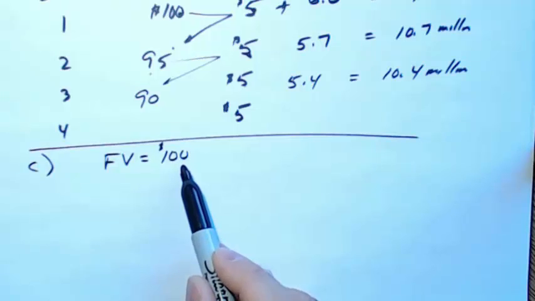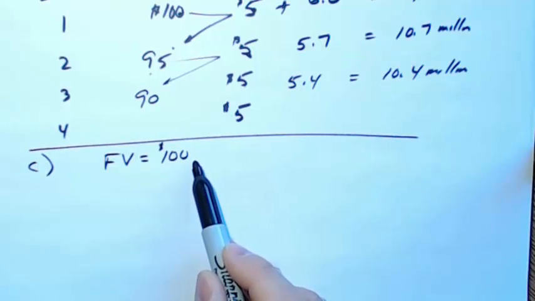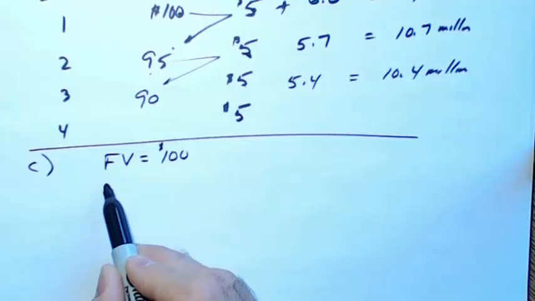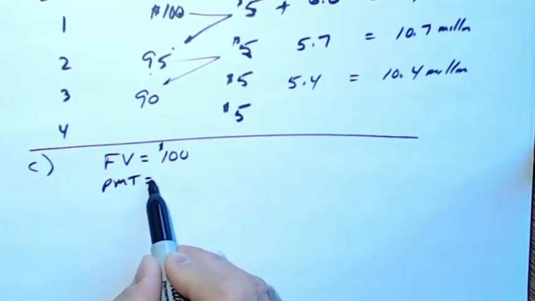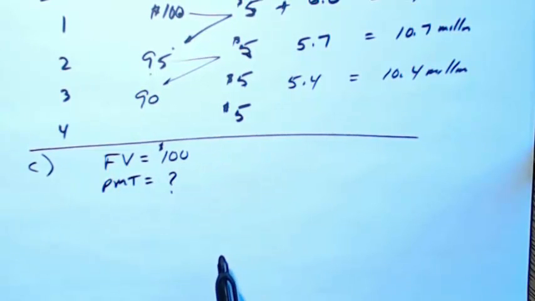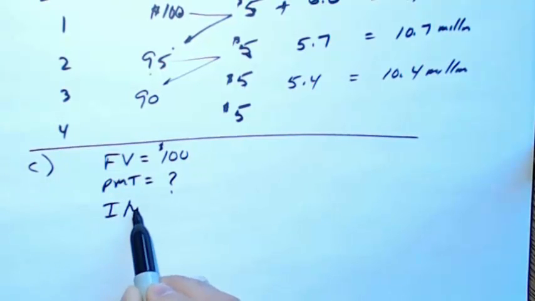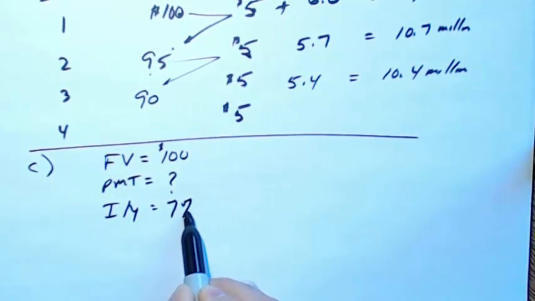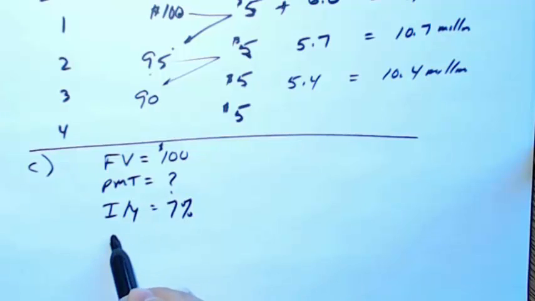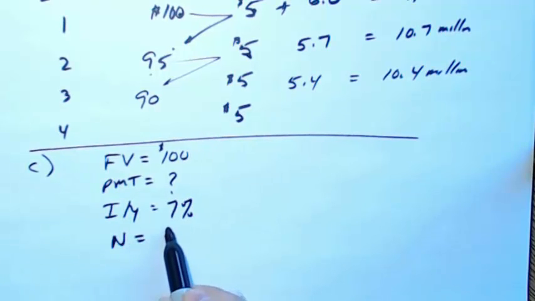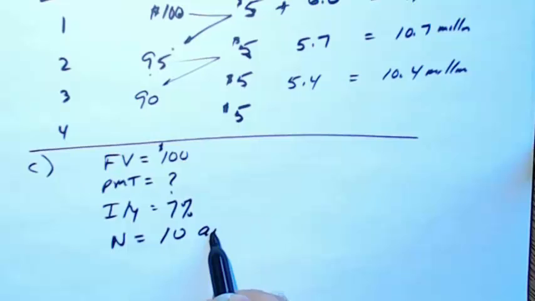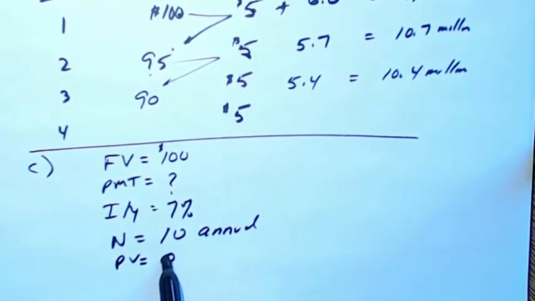We have to have in the future $100 million to pay off these bonds. Okay, the question is, what are the payments that are going to be needed to do this? The interest rate on the account is 7%. The number of payments is 10 because it's annual, as the problem says. Present value is set up to be 0 because there's nothing in the account right now.